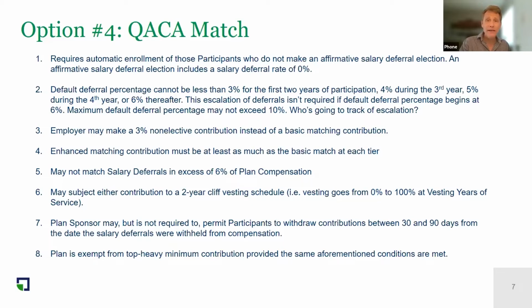An automatic enrollment is called a negative election. Participants are automatically enrolled in the plan at a prescribed deferral rate. They would have to submit an affirmative election to negate that negative election. Okay? So an affirmative election also includes a salary deferral rate of 0. So if someone doesn't want to make a salary deferral, they still need to provide you as the plan sponsor a salary deferral reduction agreement, an election form that states 0%. Okay.